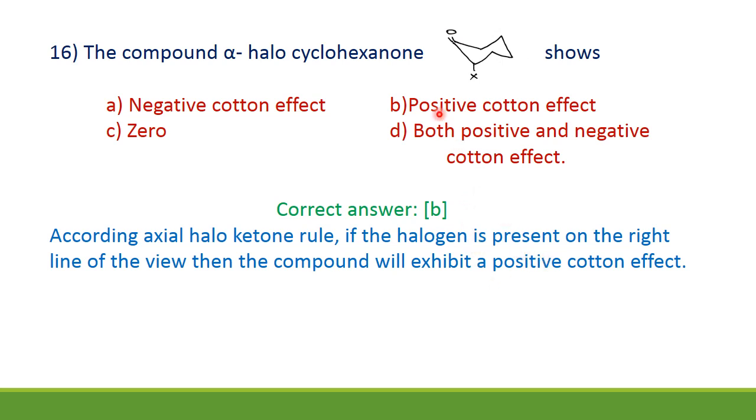அப்போ ஆப்ஷன் பி. இப்போ இது ரைட்டில் இருக்குது. ரைட்டில் இருந்ததுன்னா பாசிட்டிவ் காட்டன் எஃபெக்ட், லெஃப்ட்டில் இருந்ததுன்னா நெகட்டிவ் காட்டன் எஃபெக்ட். அப்போ இங்கே ஹேலோ குரூப் ரைட்டில் இருக்குது. Therefore, that compound shows positive Cotton effect. The correct answer is B. This is a TRP question.